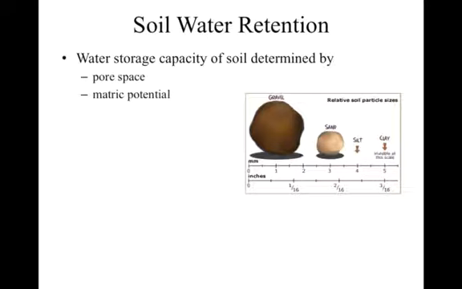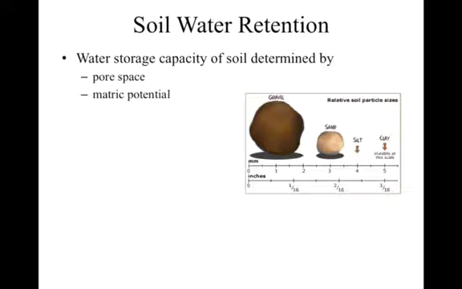And so when we think about what water is available and how organisms balance the water that's available, we have to think about how soil holds water. And so this comes down to soil water retention. And it's sort of determined by two things. It's determined by the pore space in the soil, and it's determined by the matrix potential. And different soils have different pore space and different matrix potential.